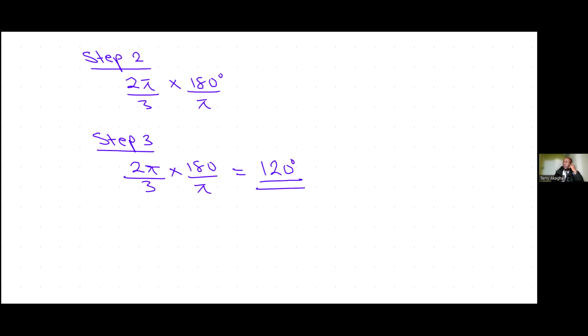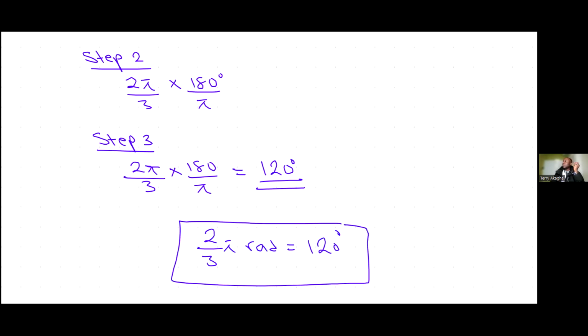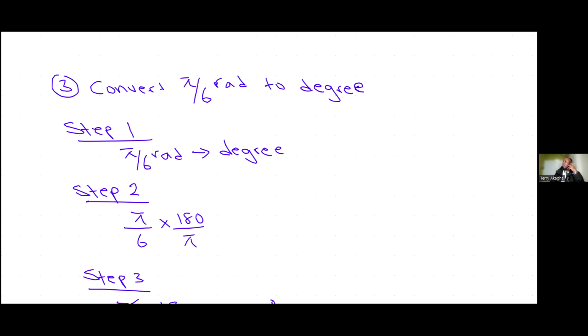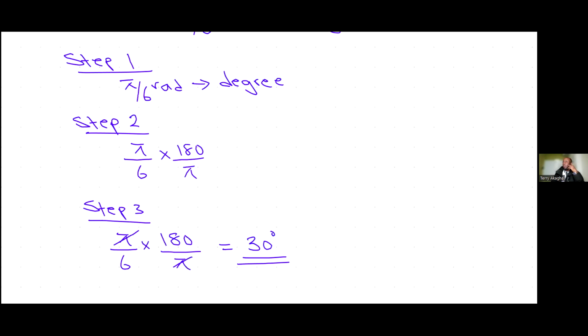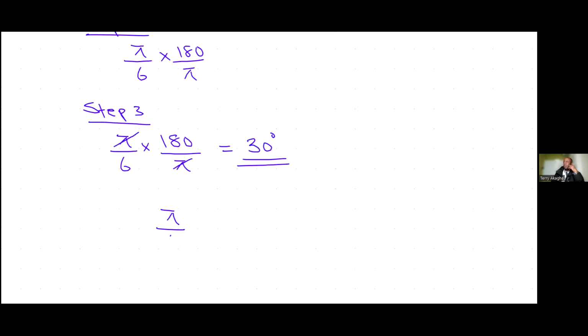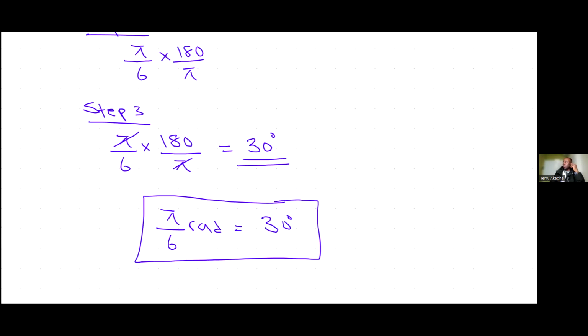So 2 over 3 pi radian is the same thing as 120 what? Degrees. The same thing for each of them. In this case, we had pi over 6 radian is exactly the same thing as what? 30 degrees. So depending on the measuring system you're using will determine which one to use.